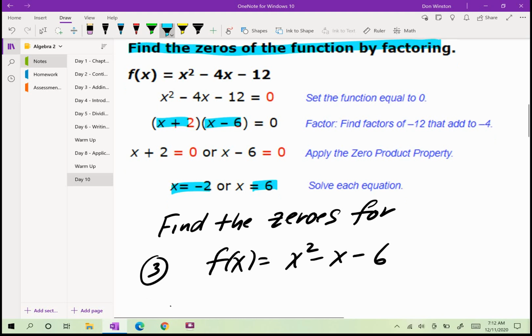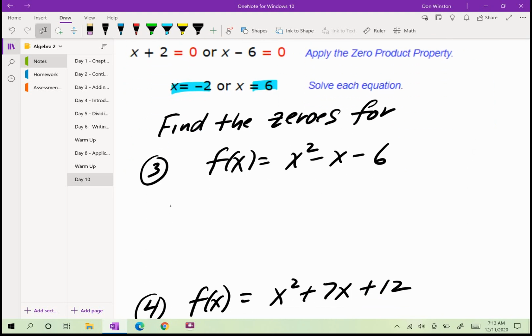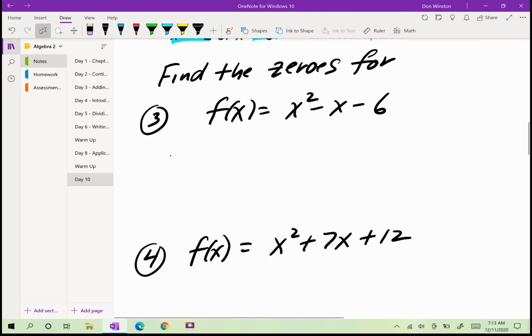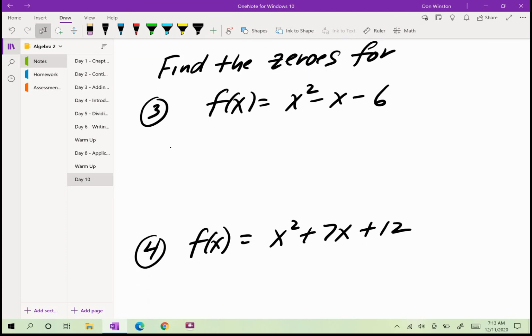All right, so again, pause the video and let's factor or find the zeros for those two: x squared minus x minus 6 and x squared plus 7x plus 12.